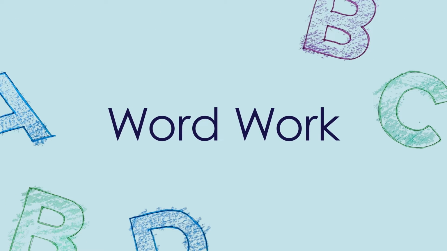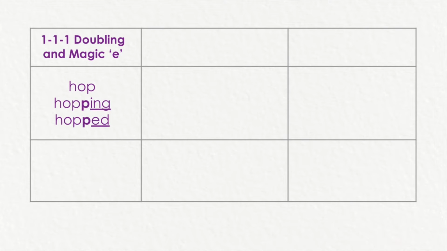Word work. Like our learning target said, we have so much to review. We'll use this chart to keep us organized. The first patterns we'll look at are the 1-1-1 doubling rule and that magic E rule with suffixes. In this box, you'll see 3 words. The top word says hop. I hear 1 syllable, 1 short vowel sound, and I see 1 consonant P at the end. That tells me to double that final consonant before adding the suffix. I then see hopping and hopped.